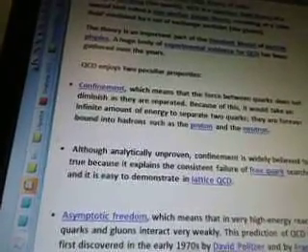A huge body of experimental evidence for QCD has been gathered over the years. QCD enjoys two peculiar properties. Confinement, which means that the force between quarks does not diminish as they are separated. Because of this, it would take an infinite amount of energy to separate two quarks. They are forever bound into hadrons, such as the proton and the neutron. Although analytically unproven, confinement is widely believed to be true because it explains the consistent failure of free quark searches, and it is easy to demonstrate in lattice QCD.